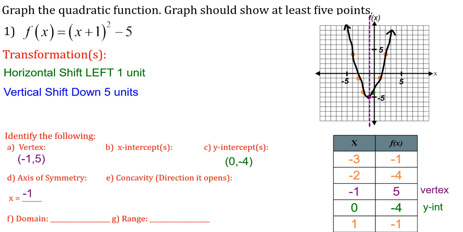We also can talk about the concavity, the direction our parabola, our quadratic function opens, and we can see that it's opening up. Again, that goes back to the a value being positive. Remember, our a value is right here, and that's a 1.